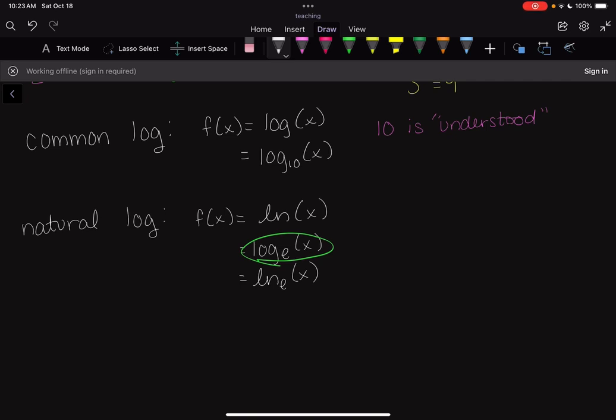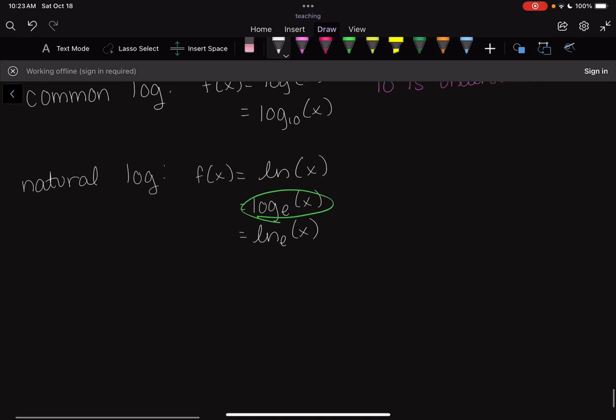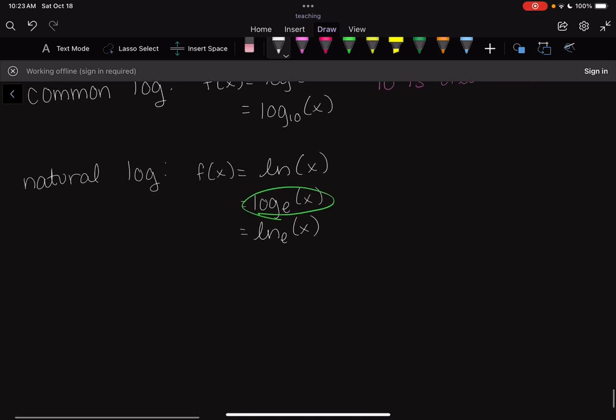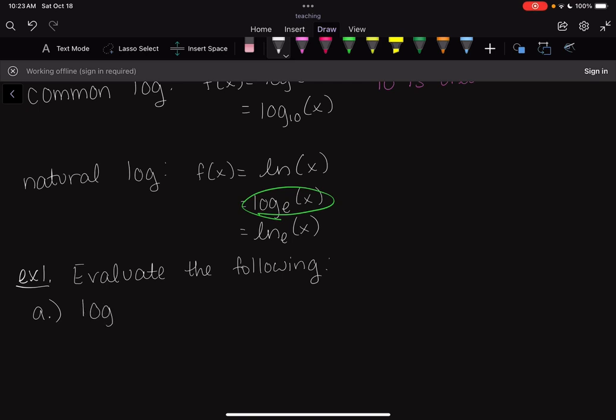So I think first I just want to practice finding some log values, just practicing evaluating logs. So example 1, evaluate the following. And I'm just going to write a bunch of these on here.